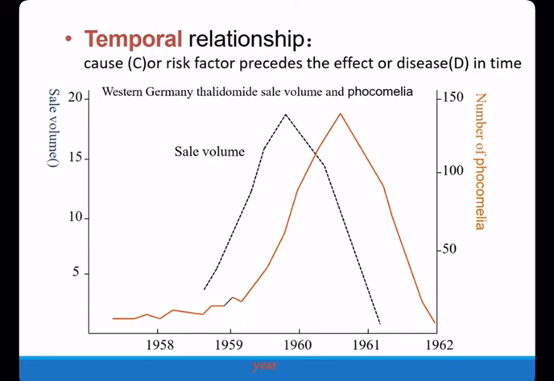Among epidemiological study designs, the temporal relationship is shown more clearly in experimental and cohort studies than in case-control and cross-sectional studies. In this figure, we are showing the temporal relationship between thalidomide sales volume and the incidence of phocomelia in the 1950s to 60s, which suggests the causal association between thalidomide and phocomelia.